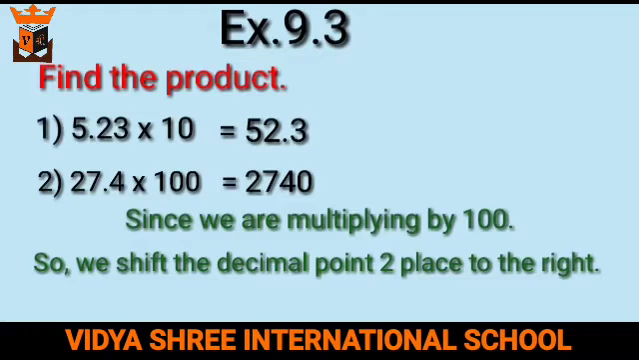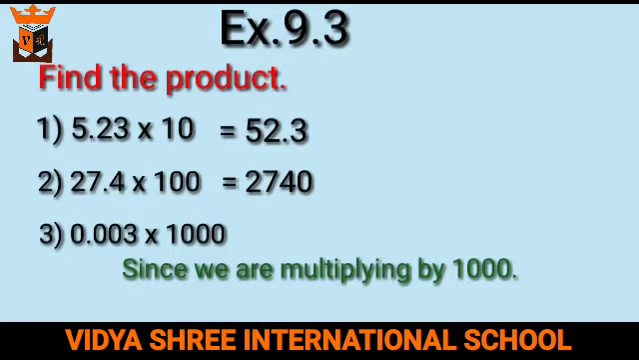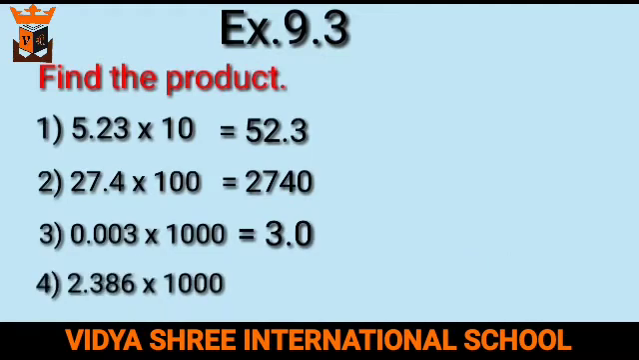2740. Next is 0.003 multiplied by 1000. Since we are multiplying by 1000, we shift the decimal point three places to the right. So it will be 3.0. Next is 2.386 multiplied by 1000. So it will be 2386 as we shift the decimal point three places to the right.